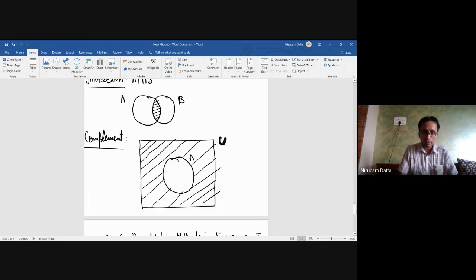So this shaded area is representing what? This shaded area is representing the complement of set A, written as A with a superscript C. So the shaded area is representing the complement of A, that is, the set of those elements that are not contained in set A but are contained in set U, the universal set.